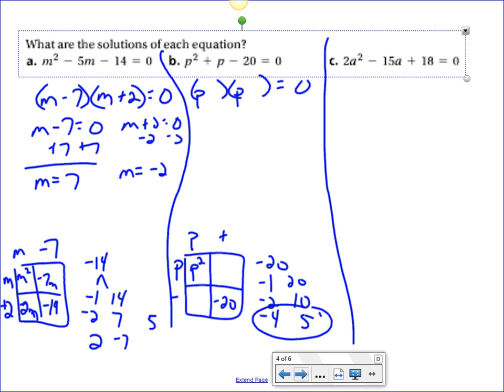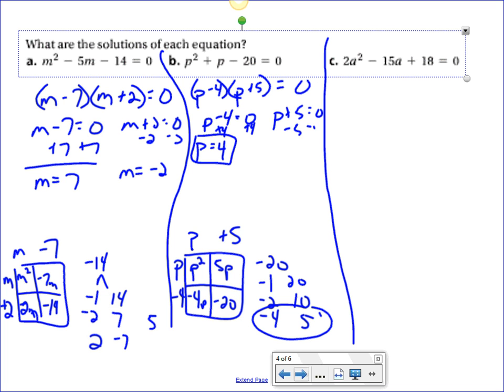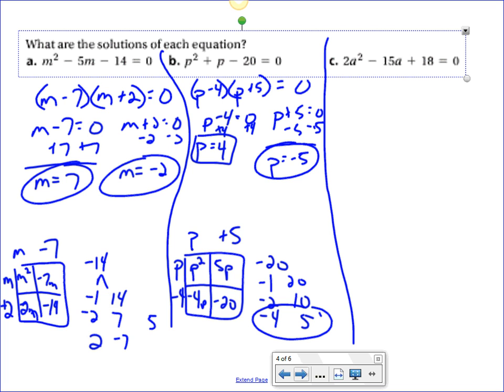So this would be my 2, so I'd have a negative 4p here, a positive 5p, I'd have a plus 5, I'd have a negative 4. So minus 4 plus 5, and then we just separate those out. P minus 4 is equal to 0, or p plus 5 is equal to 0. After I add the 4, I'd get p is equal to a positive 4. Or if I subtract 5, I'd have p is equal to negative 5. Okay, and I should have circled my answers over here.